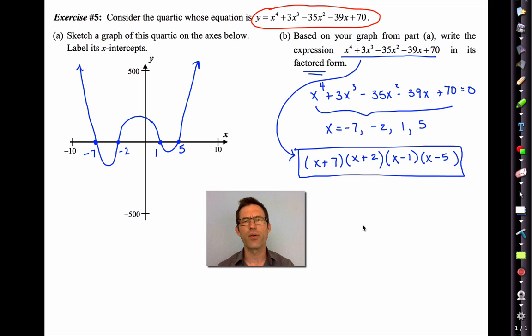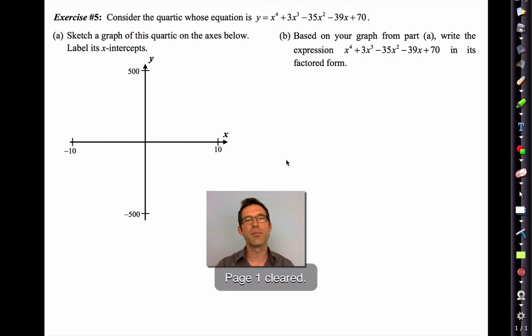Normally it's the other way around. We use the factors to find the zeros. Here, we use the zeros to find the factors. Pause the video now and think about this a little bit. All right, let's clear out the text and wrap up this lesson.